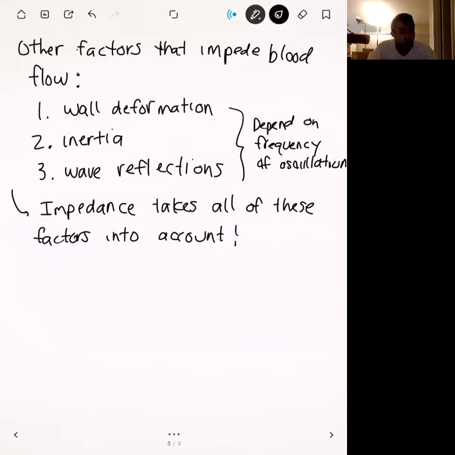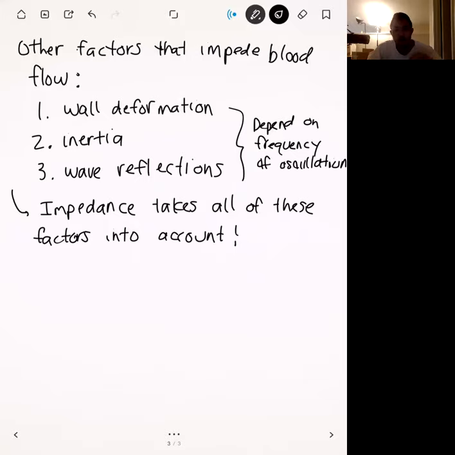And so if you have a person who just had a cup of coffee and his heart's beating really, really fast, and you compare that to Michael Phelps, who just woke up from a nap, whose heartbeat is unhumanly slow, the effects of inertia and wave reflection are going to be very different in those two people, because the amount of inertia resistance, or impedance, that the blood's going to feel is really going to depend on how quickly the heart is pumping. Okay, and so impedance seeks to take all of these things into account.